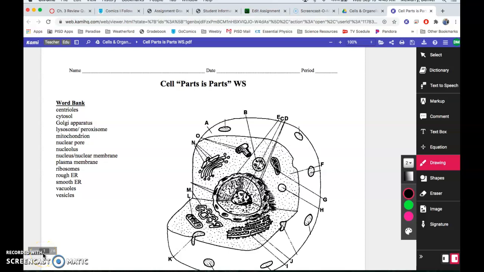Hello, this is Mr. McMurray with your next exciting news of an assignment that you need to do for anatomy. This is the Cell Parts worksheet.